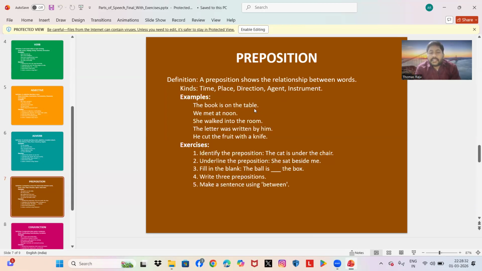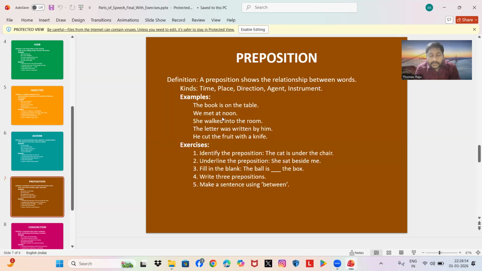The book is on the table. So the table is a noun. Where is the book? Book is also a noun. Where is the book? The book is on the table. So it is telling the position of the book. Place or position.